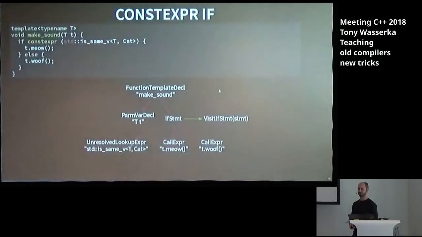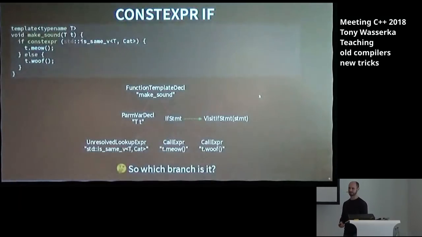But here's the problem. Which branch is it actually? Which is the branch that we want to cross out? Because we can't statically decide that. Because if the user uses makeSound with cats, well, we want to cross out woofs, obviously. But it might use both. And what do we do in this case? It's not obvious. And there are really ugly C++11 hacks, but I'd rather not go there.